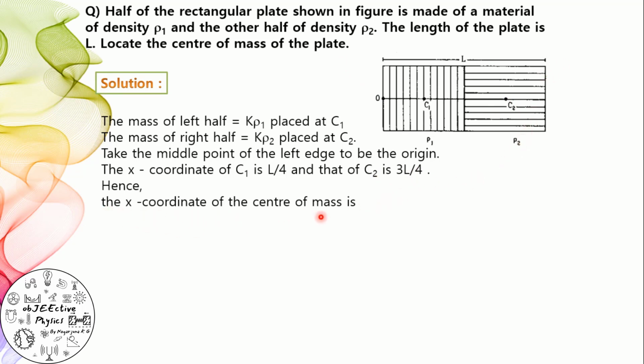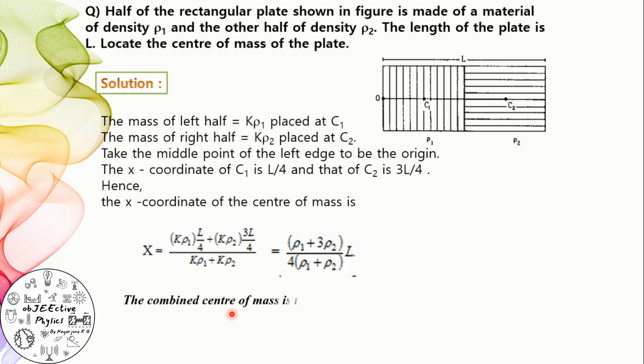Hence, the x coordinate of the center of mass is capital X is equal to m1 x1 plus m2 x2 divided by m1 plus m2, is the formula. By substituting the assumed values here, we get X is equal to k into rho 1 into L by 4 plus k into rho 2 into 3L by 4 whole divided by k rho 1 plus k rho 2, that is equal to rho 1 plus 3 rho 2 divided by rho 1 plus rho 2 into L divided by 4. The combined center of mass is this much to the right of the assumed origin.